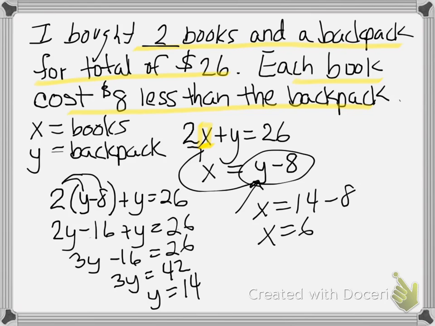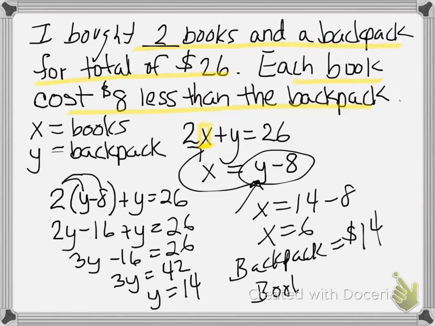So then make sure that you finalize it by saying, you named your backpack as the y, so your backpack is 14 bucks, make sure you label, and your books are $6 each.